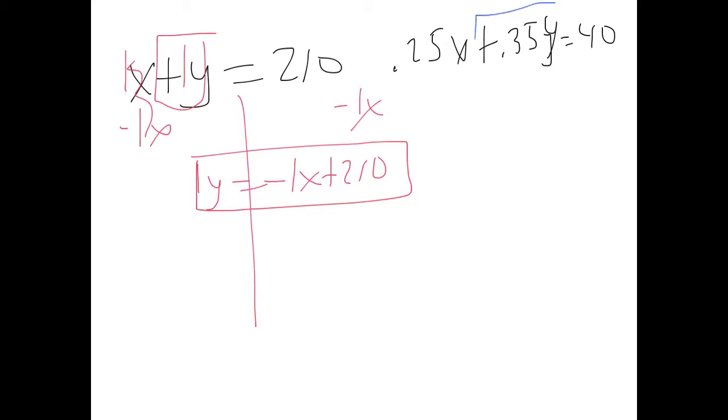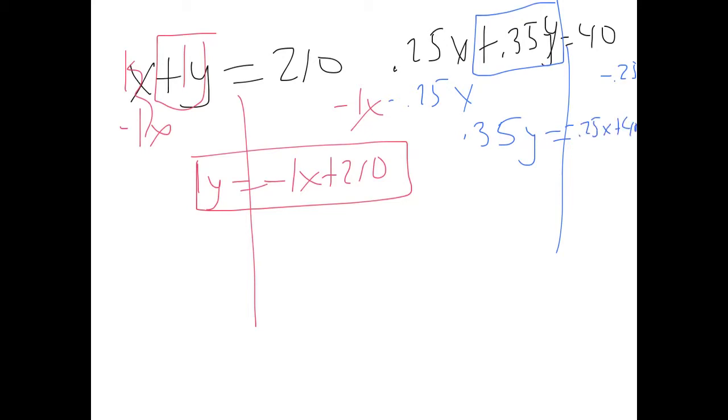My second one, I'm going to box that, draw my line down, minus 0.25x from both sides. 0.35y equals, I'm going to put it in mx plus b form, so negative 0.25x plus 40. And I'm going to divide everything by 0.35. So that cancels. I get y equals.